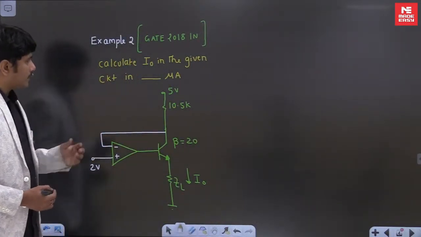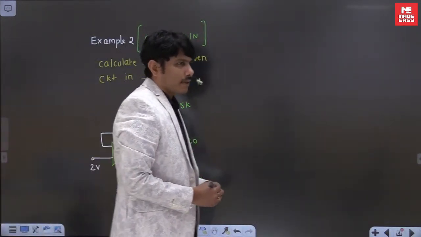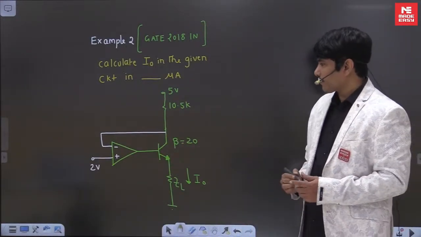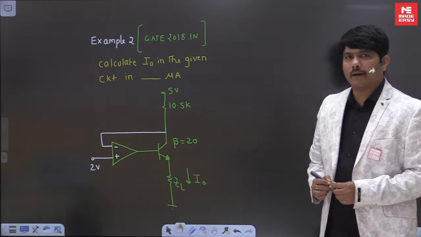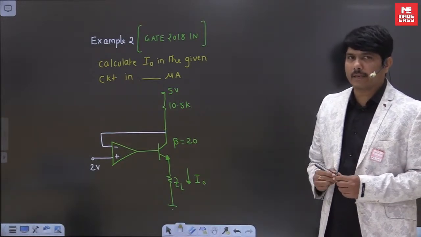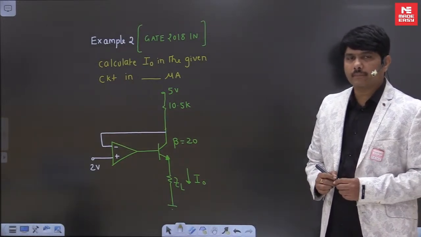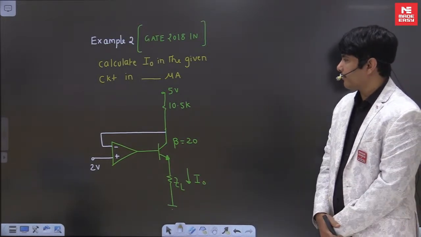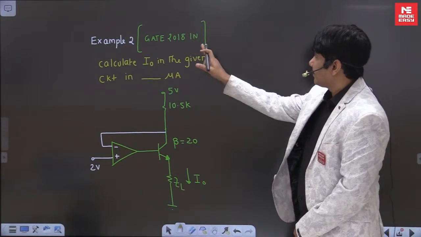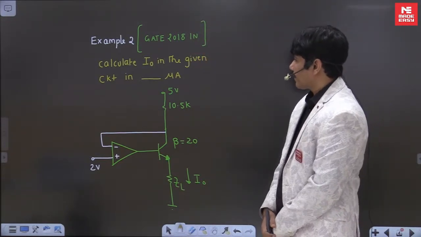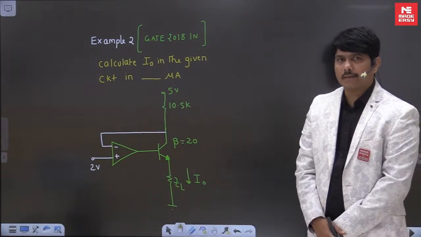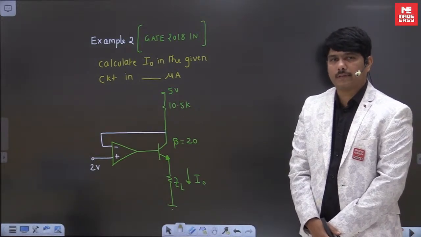You can see example number 2. This is the second example for the first topic. The same question came for instrumentation. I remember it because at that time the key came wrong on the first day, and after 3 days he changed it. That's why I remember this question well. You can see this GATE 2018 instrumentation, the same type of question, an op-amp with BJT problem. Let us identify the correct answer for this question.